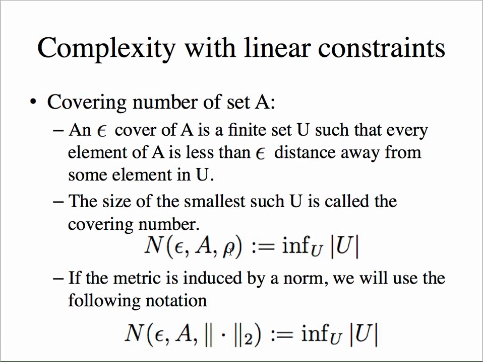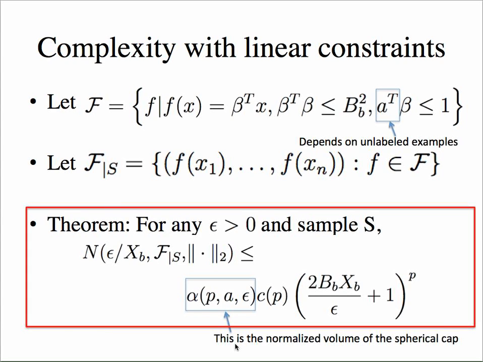If the metric rho is induced by a norm, we will use the following notation where we replace the rho with the norm. And in our case, we will see that the set A actually lives in a finite dimensional Euclidean space, so we'll use the Euclidean 2 norm. So now we are ready to state our first result.